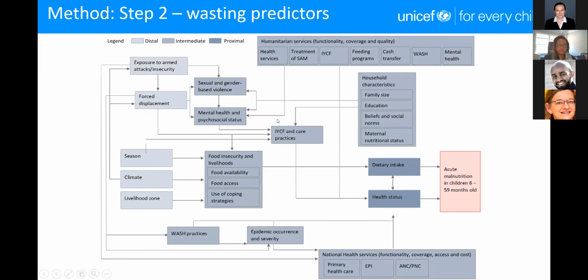So this is just the framework that was used, as I mentioned earlier, to identify the distal, the intermediate, and the proximal predictors of acute malnutrition. Again, it's based on the conceptual framework for the causes of malnutrition. So the distal predictors that were identified are listed here in the lighter grey, the intermediate in this medium grey, and then the proximal predictors in the dark grey here.